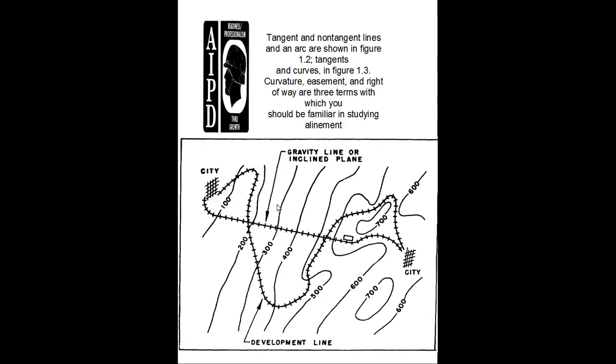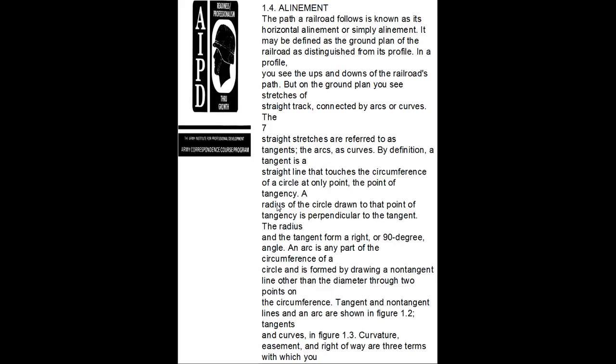Tangent and non-tangent lines are shown in Figure 1.2, tangents and curves in Figure 1.3. Curvature, easement, and right of way are three items with which you should be familiar in studying alignment.